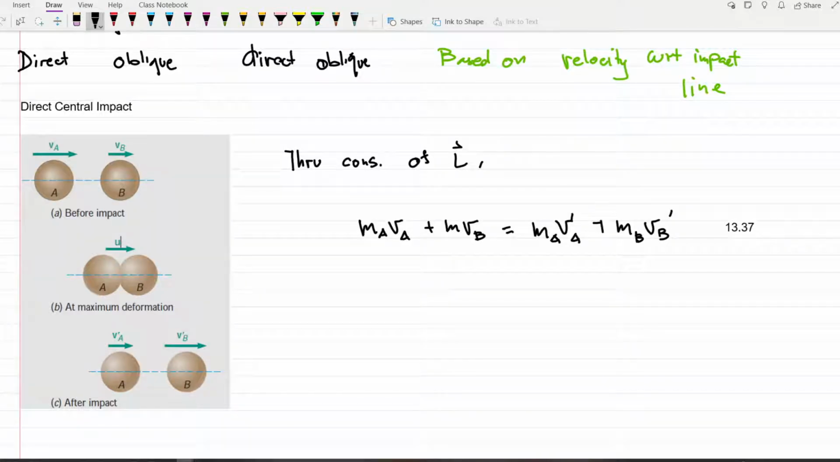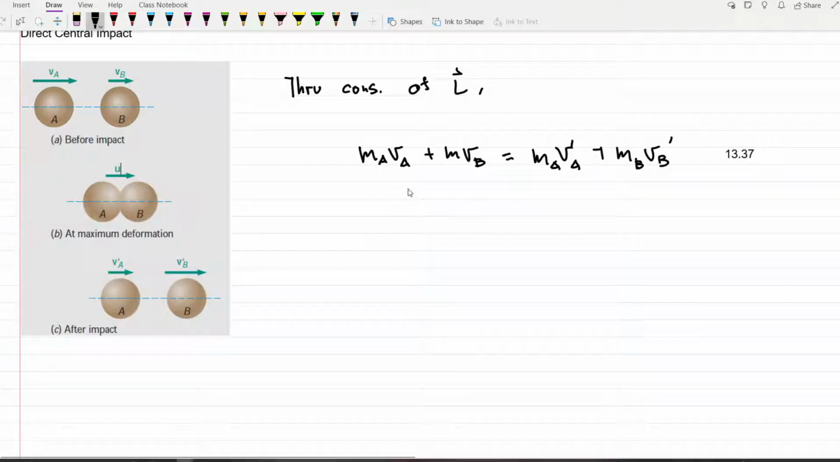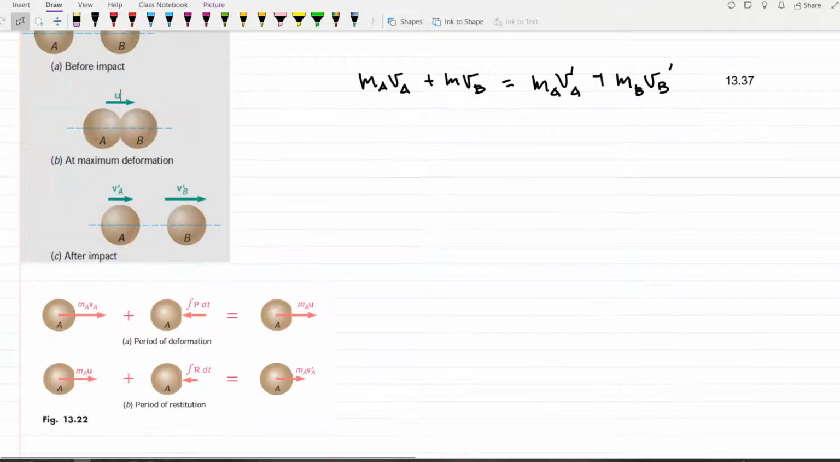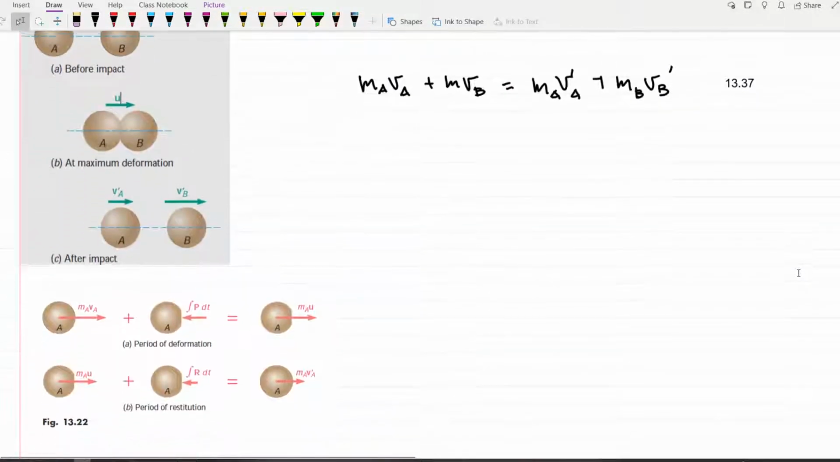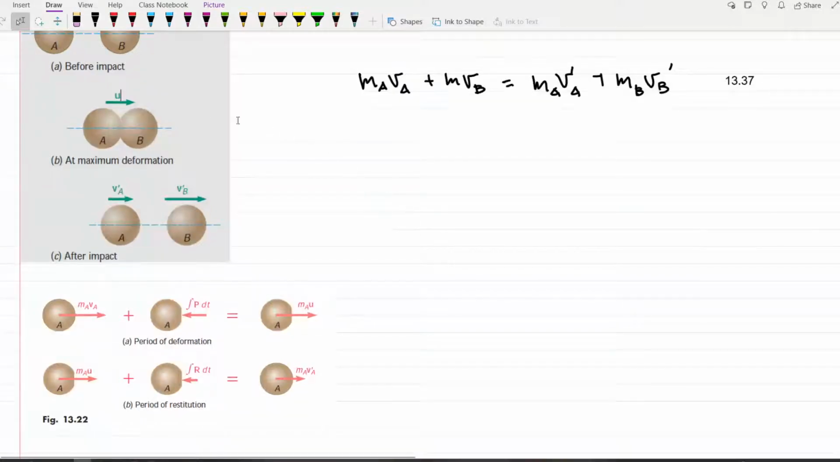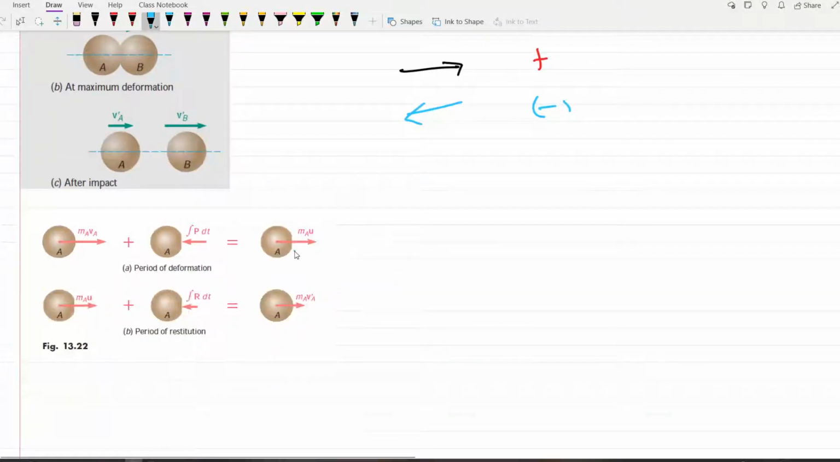So from conservation of momentum, we will have this equation 13.37. The total momentum of the system is equal. So always, if going right, the quantities are positive, and if going left, they are negative. Now, checking figure 13.22.